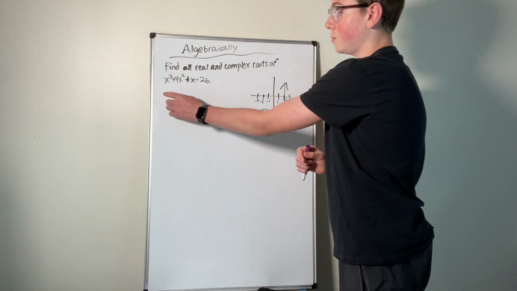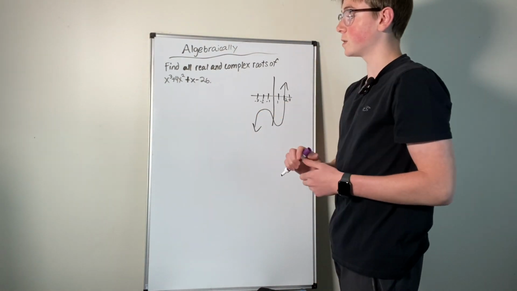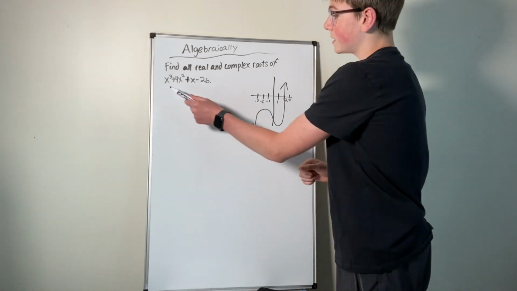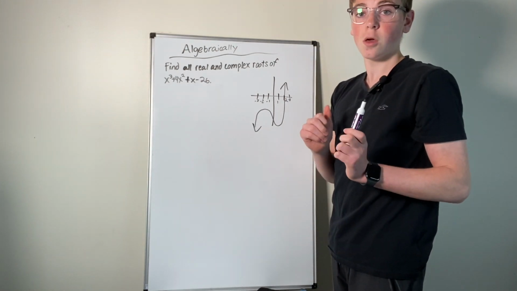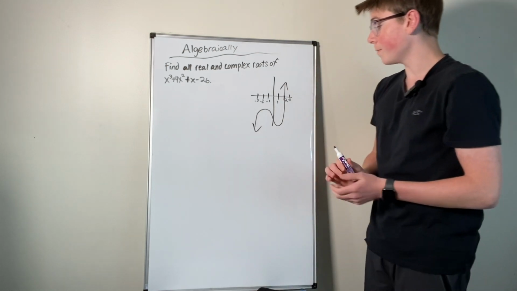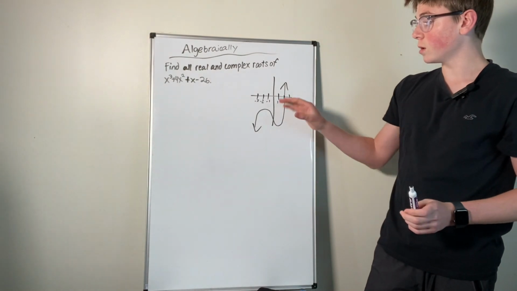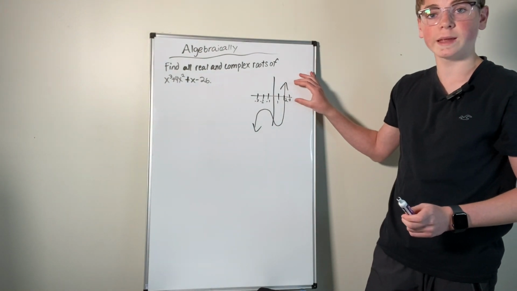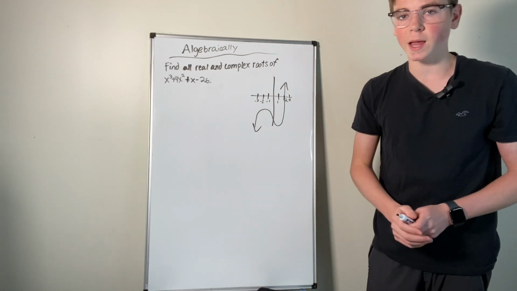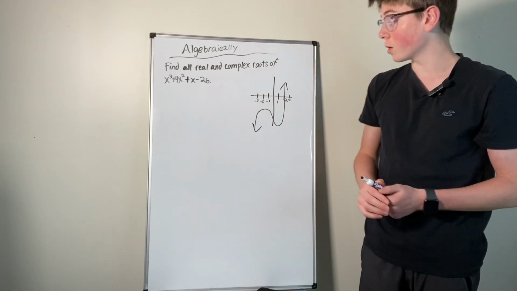This is an x cubed. Our equation is x cubed plus 4x squared plus x minus 26. Since it is an x cubed, the degree is 3, so we know we have 3 roots. Now, when we look at our graph, we can tell there's only one spot where it intersects the x-axis, so we only have one real root, meaning we will have 2 complex roots.